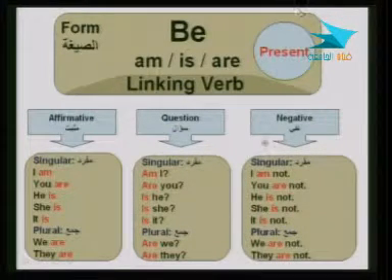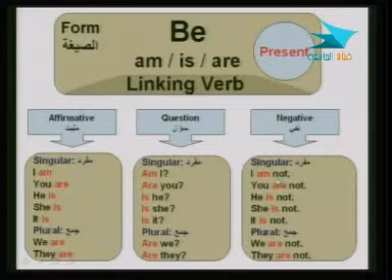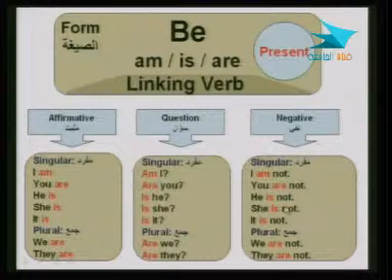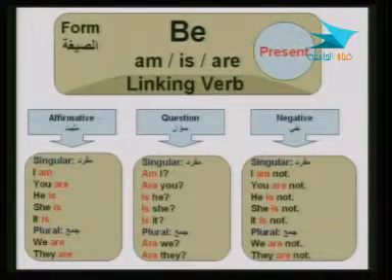To make negatives, of course, we use the word not to make negatives. I am not, you are not, he is not, she is not, it is not, we are not, they are not. All right, let's get some examples.